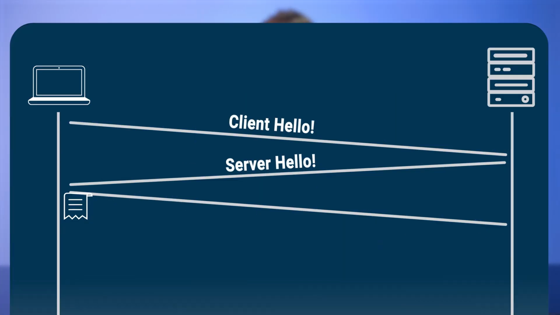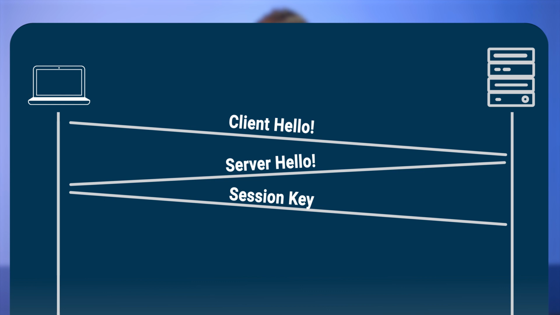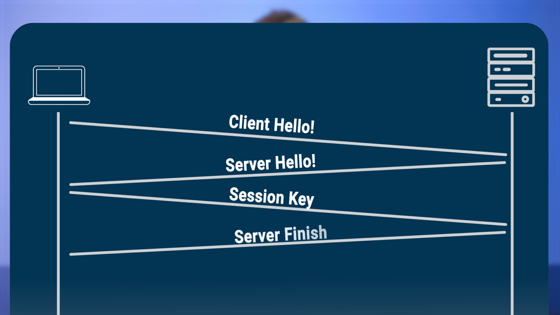If the browser finds that the certificate is valid, the browser generates a random session key and encrypts it with the server's public key for the certificate. That encrypted session key is then sent back to the server, and the server decrypts the session key using its own private key and verifies that the session key matches the one that was generated by the browser before. If the session key is valid, the server then generates a finished message and sends it off to the user.